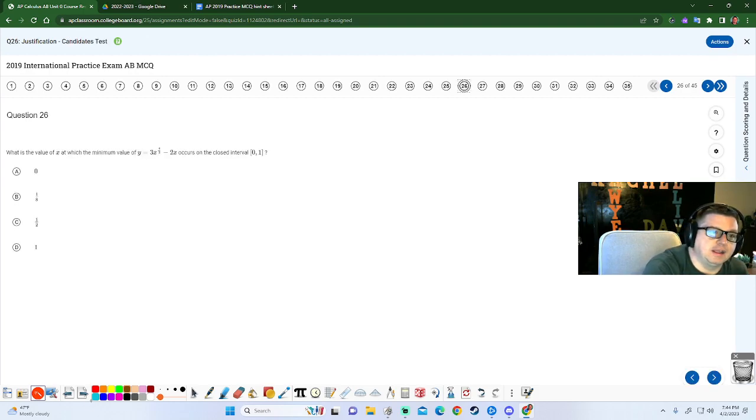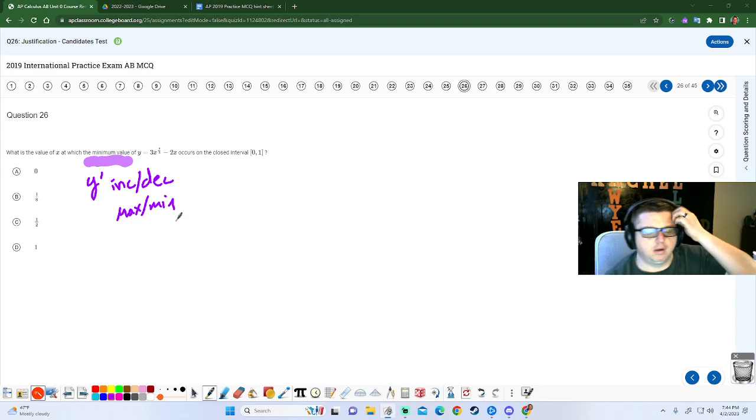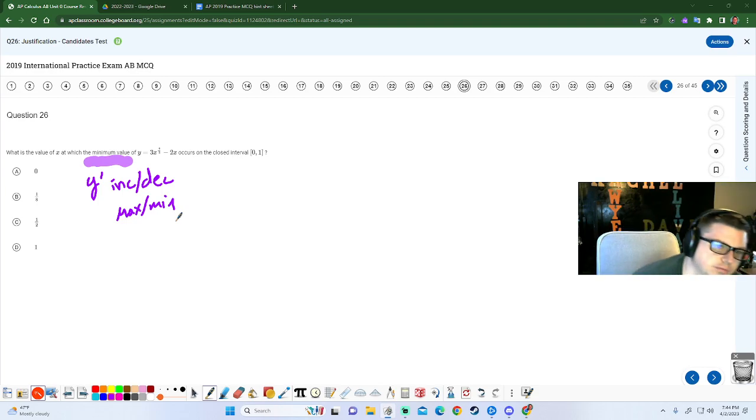What is the value of x at which a minimum value already is telling me that, because this tells me increasing and decreasing, and this tells me max and mins. So I'm already thinking about the first derivative. Okay, so what is the value of x at which a minimum value of this function occurs on the closed interval? So here we go.